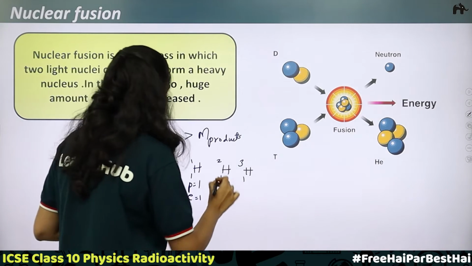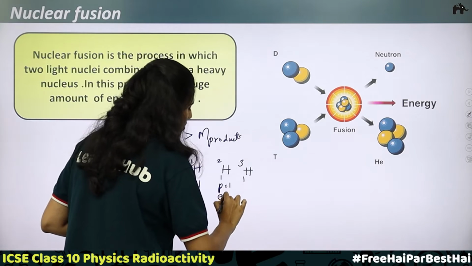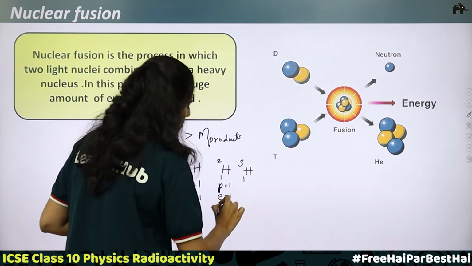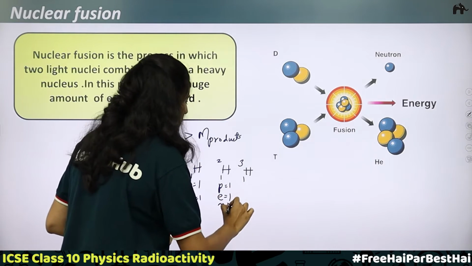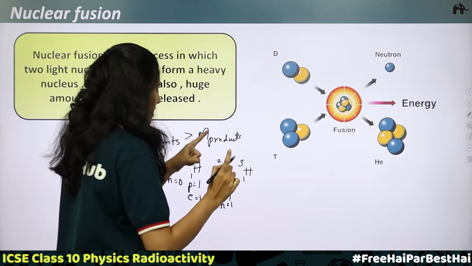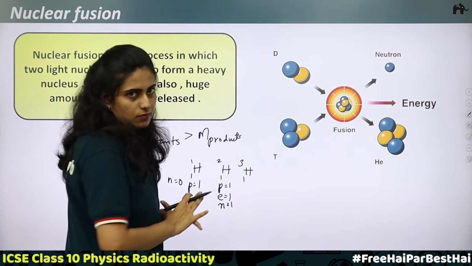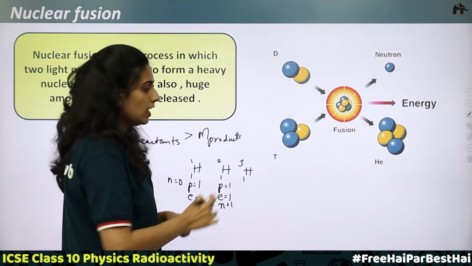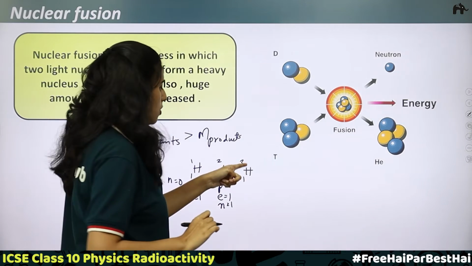H12: here the number of protons is equal to 1, the number of electrons is equal to 1, and the number of neutrons is different. The number of neutrons here is equal to 1. Okay, there is 1 neutron and 1 proton in the case of deuterium, an isotope of hydrogen. Therefore the mass number is 2, 1 plus 1, 2. Now what about tritium?